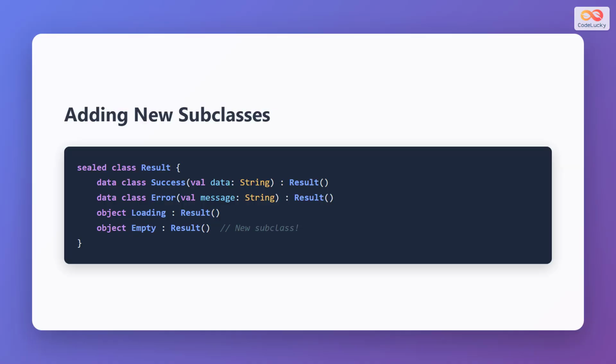One of the most powerful aspects of this pattern is maintainability. When you add a new subclass to the sealed class hierarchy, like this Empty object, all existing when expressions that match on Result will immediately produce compile time errors. This forces developers to handle the new case everywhere it matters, preventing bugs from forgotten edge cases. The compiler becomes your safety net during refactoring.